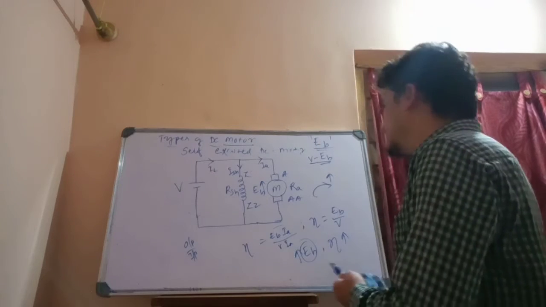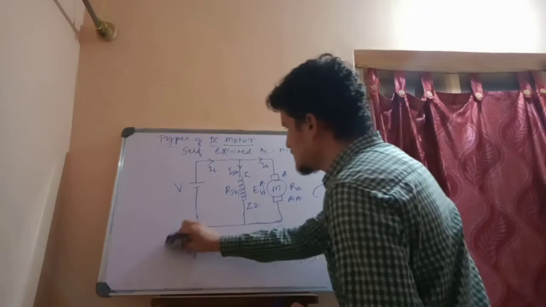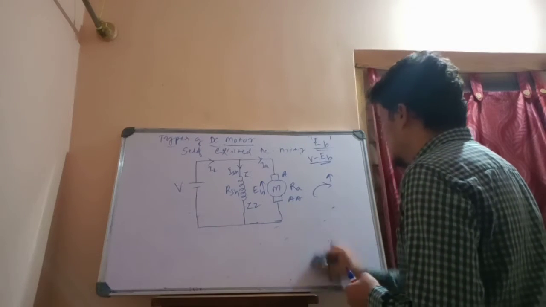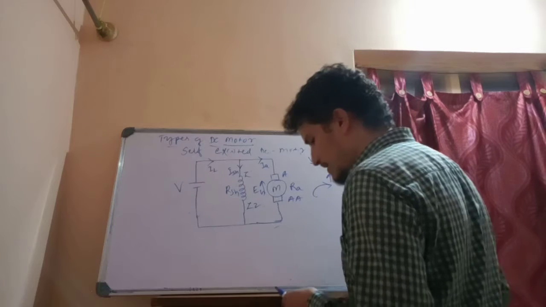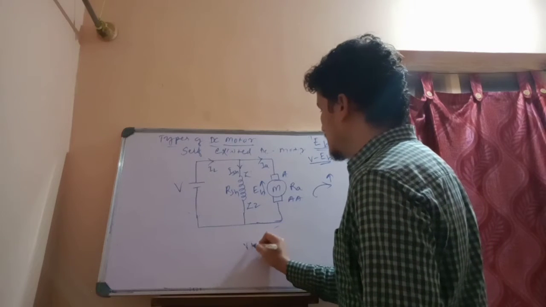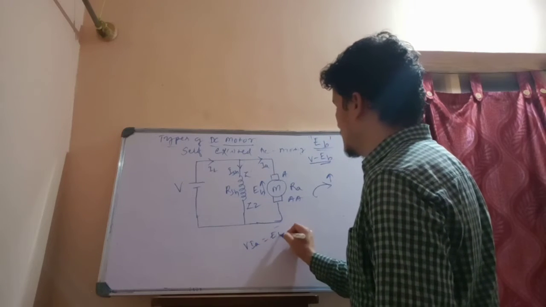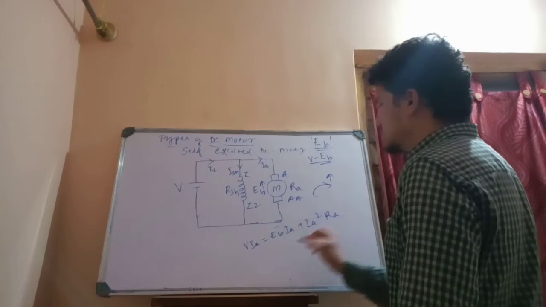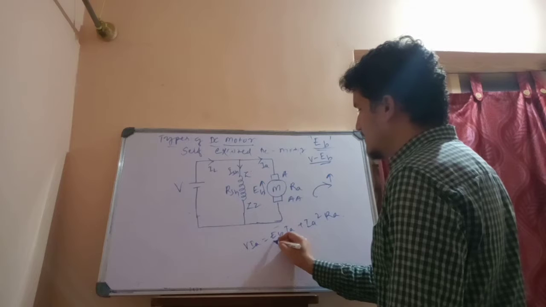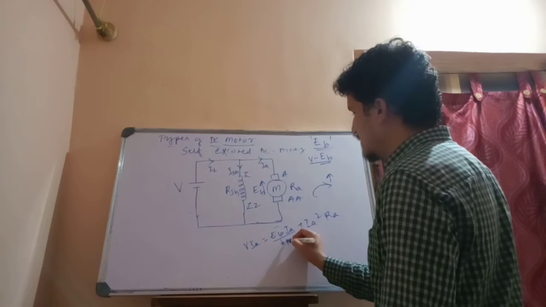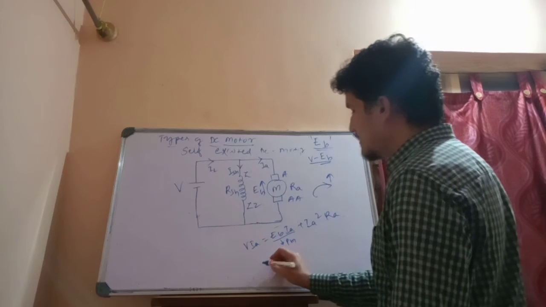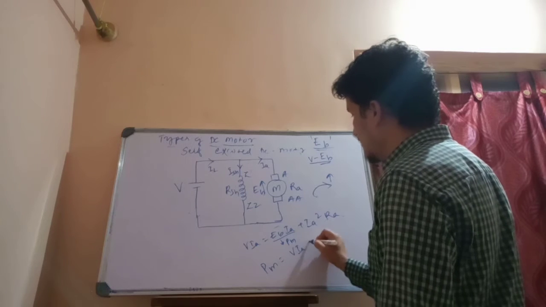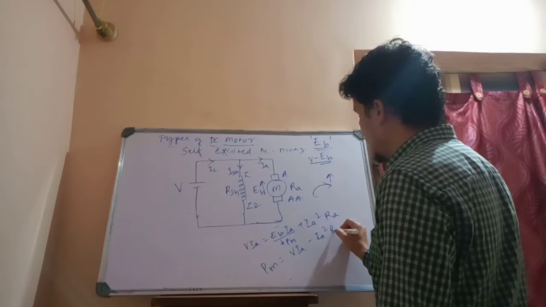And also we have already written the power balance equation. What is power balance equation? It is written like this, see here. So V into IA must be equal to EB into IA plus IA square RA, right? So what is EB into IA? EB into IA is nothing but the mechanical power output. The mechanical power output PM must be equal to V into IA minus IA square RA, right?